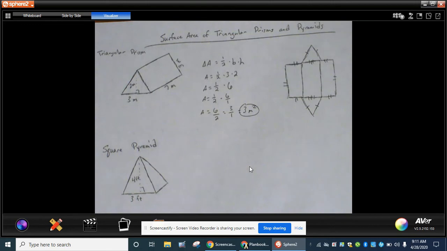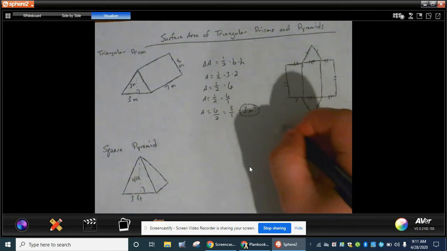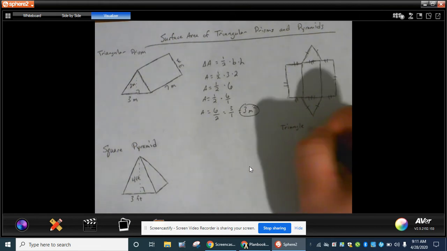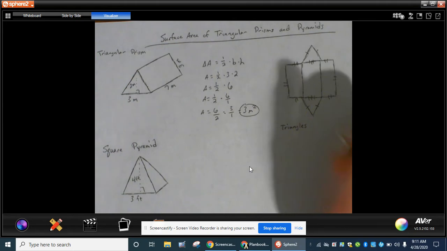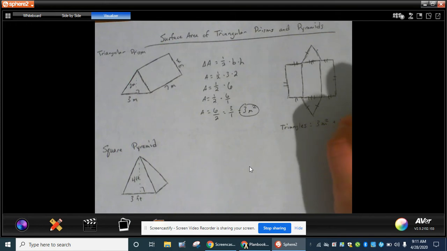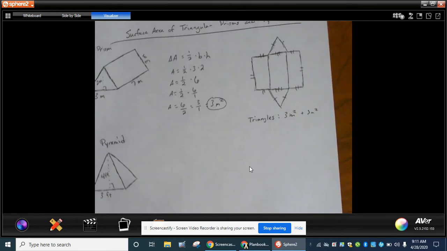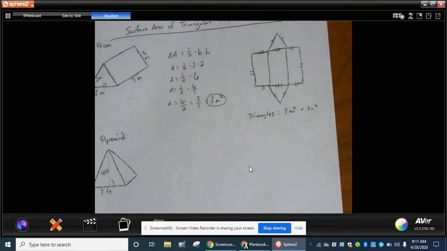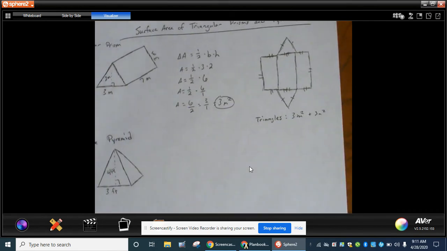Okay, now that's the area of one triangle. So over here, I'm going to list my shapes. Triangles, plural, because there's 2 of those. So the area is going to be 3 square meters plus 3 square meters. Okay, so that takes care of the triangles. I've gotten those taken care of.